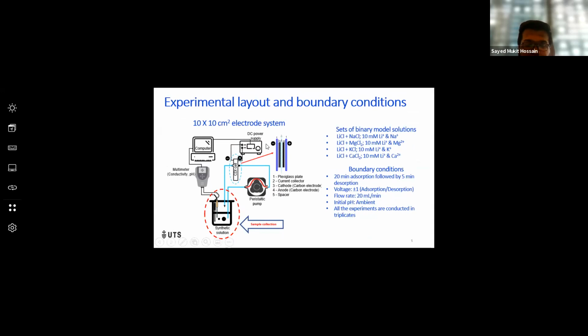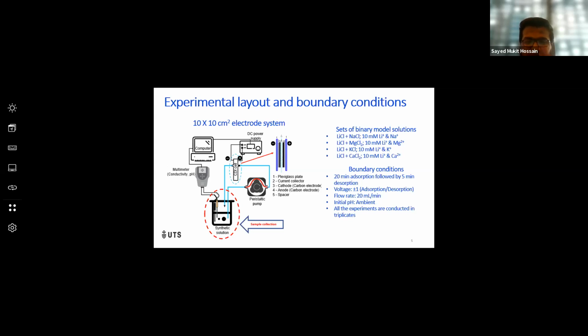So here you can see the experimental layout of our work. We did the experiments in batch mode. This is our reservoir, where we are taking the influent out and putting the effluent in, and collecting our sample from here. And we used 4 types of binary model solutions, incorporating the competing ions with lithium, like sodium, magnesium, potassium, and calcium. For adsorption, we did the investigation for 20 minutes, followed by a desorption of 5 minutes at a voltage of 1 volt. And we maintained a flow rate of 20 milliliter per minute.